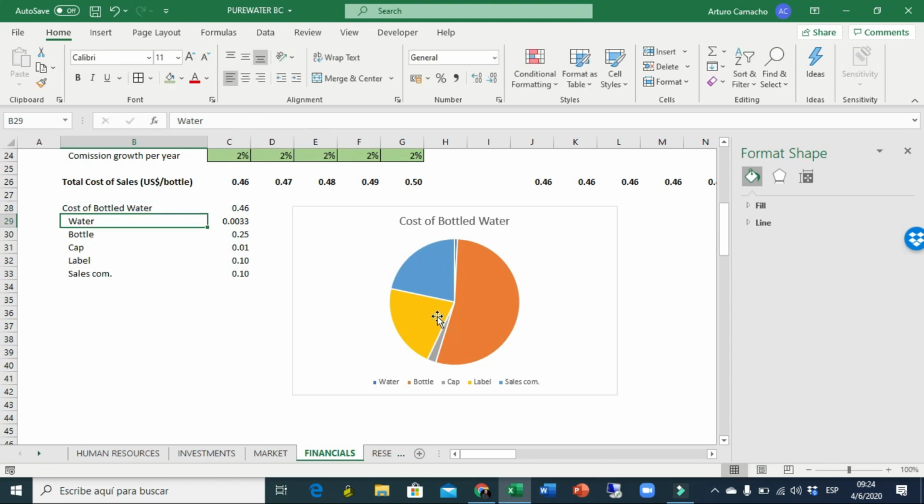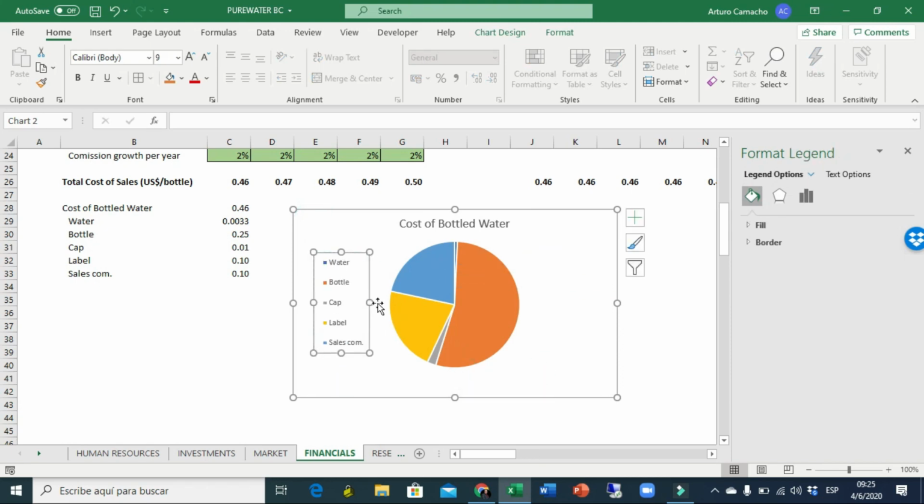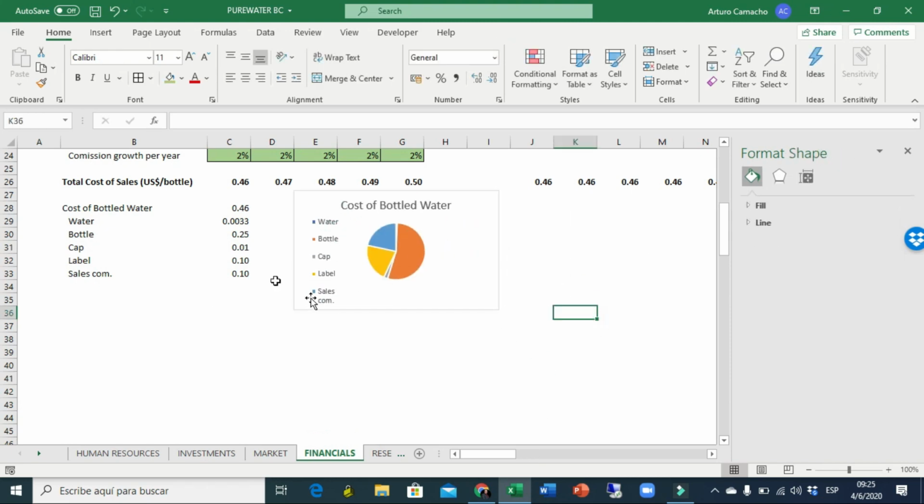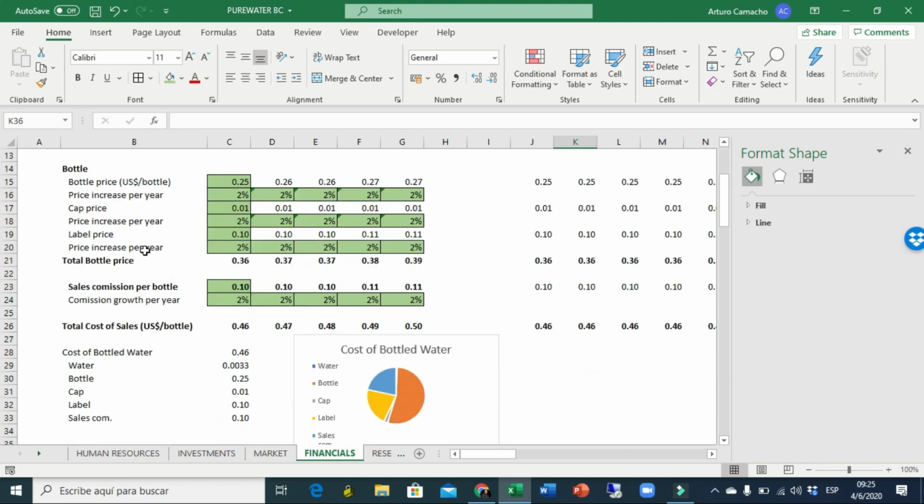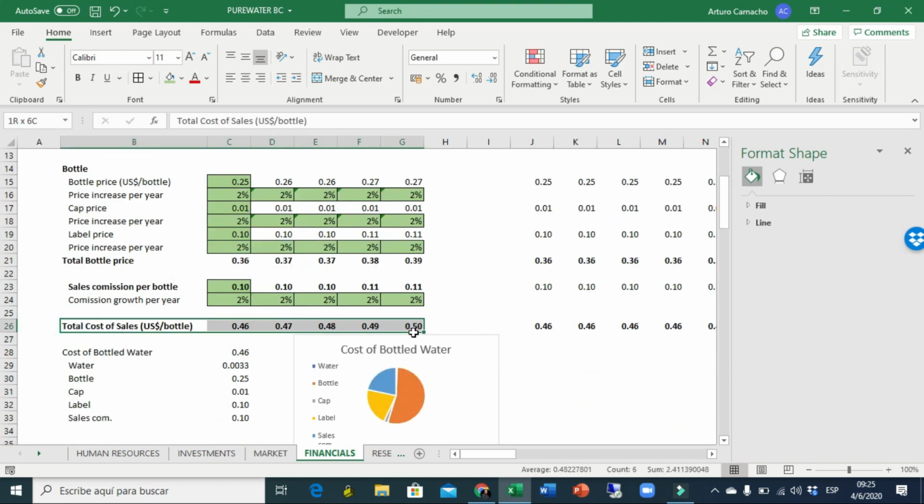Yes, it's automatically changed. So you will see that the biggest part of the cost of the bottle is the bottle itself, the plastic bottle. Also, the sales commission is pretty high, as well as the label. But both the cap and the water itself represent almost nothing in the cost. And of all of these, only one line is part of my financials, which is this one over here.